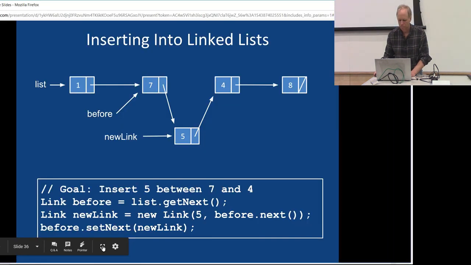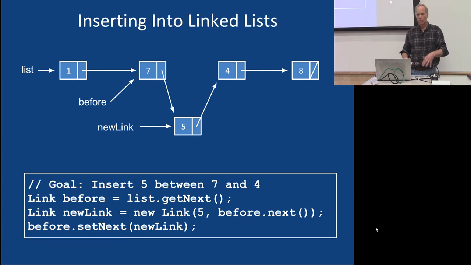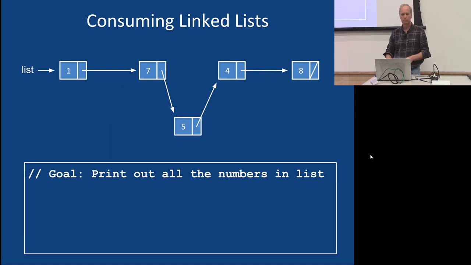Okay. So it just takes those three operations. We first get a reference to the thing after which the new element's going to go. We create the new element, and then we complete the splice by having the predecessor now point directly to the new thing. And then we don't need before or new link anymore, and we're just left with that. Okay, so now we've added to the list.